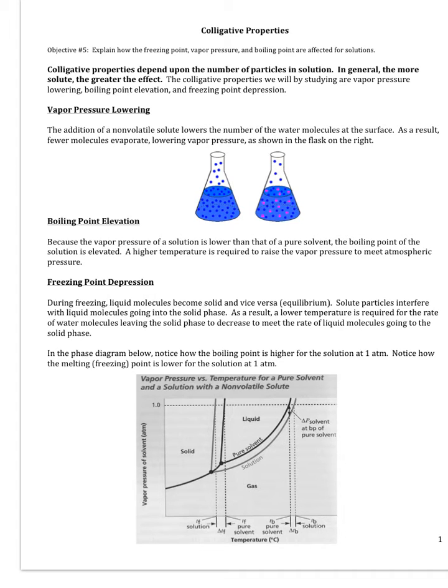Okay, so let's review our colligative properties for solutions: vapor pressure lowering, boiling point elevation, and freezing point depression. The more solute you have in your solution, the greater the effect. So the more solute we have in our solution, the lower the vapor pressure, the higher the boiling point, and the lower the freezing point.